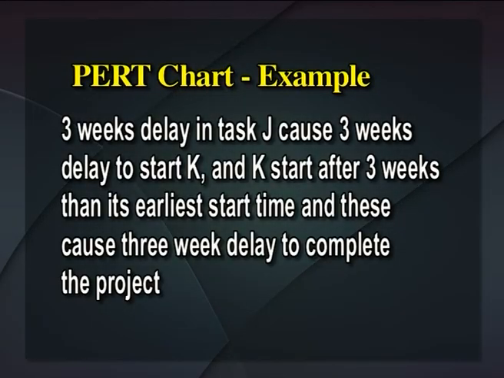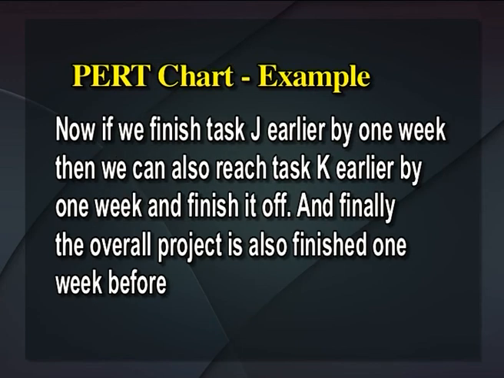In contrast, if we delay work on the critical path, we delay the time to complete the project. For example, a 3-week delay in task J causes a 3-week delay to start K, and K starts 3 weeks later than its earliest start time, and this causes a 3-week delay to complete the project. Now if we finish task J earlier by 1 week, then we can also reach task K 1 week earlier and finish it off. And finally, the overall project is also finished 1 week before.